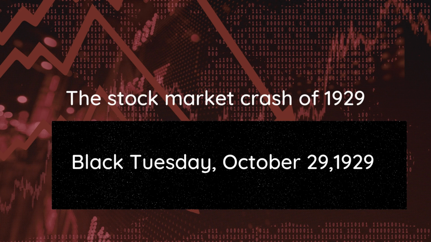Picture this. It's 1929 and things were booming in the US. The economy is on fire and everyone was making money moves in the stock market. But then, out of nowhere, the stock market comes crashing down like a ton of bricks. This is what we call the stock market crash of 1929, aka Black Tuesday, which was on October 29, 1929.